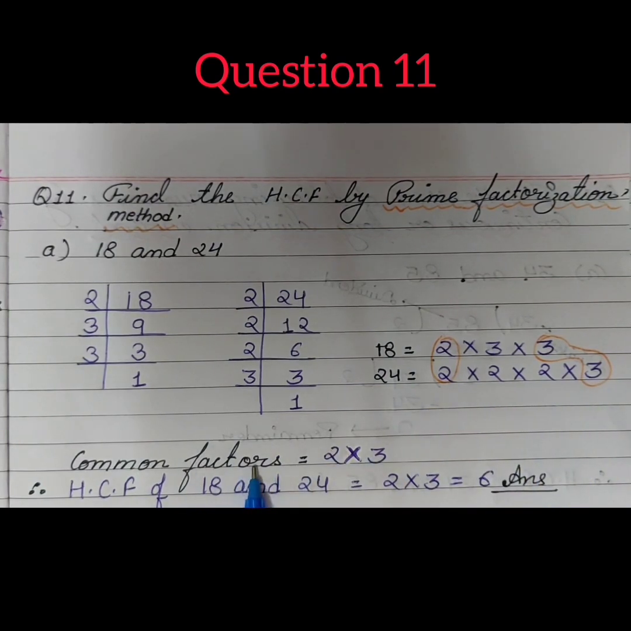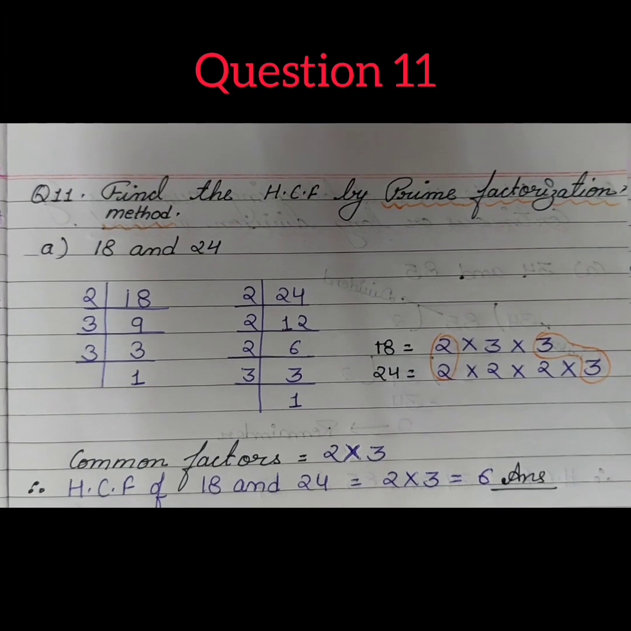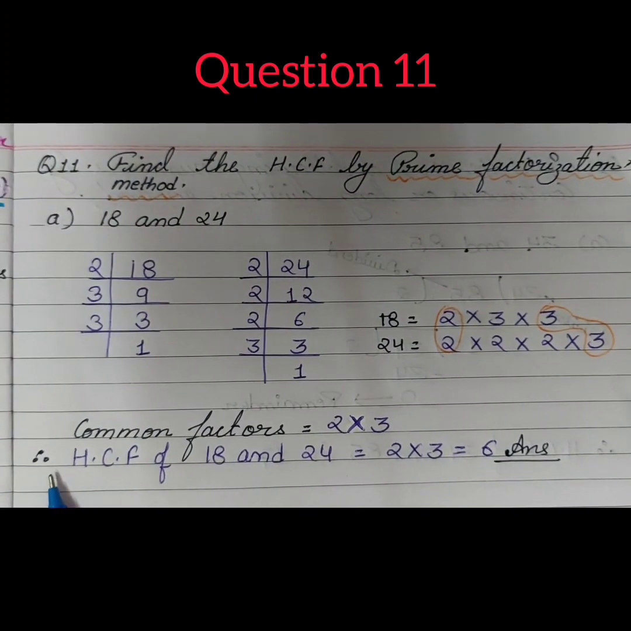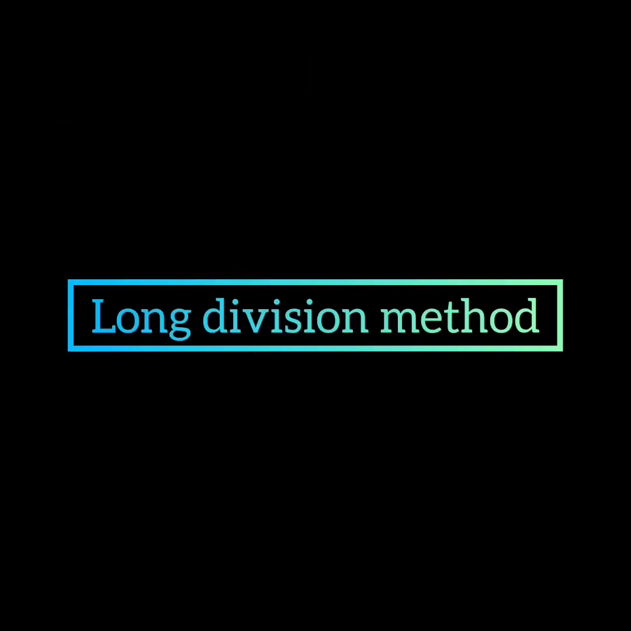Now find out the common factors. Common factors are this 2 is common and this 3 is common. Now to find out the HCF, multiply the common factors. So we can say the HCF of 18 and 24 is 2 into 3 is equal to 6. Long division method.